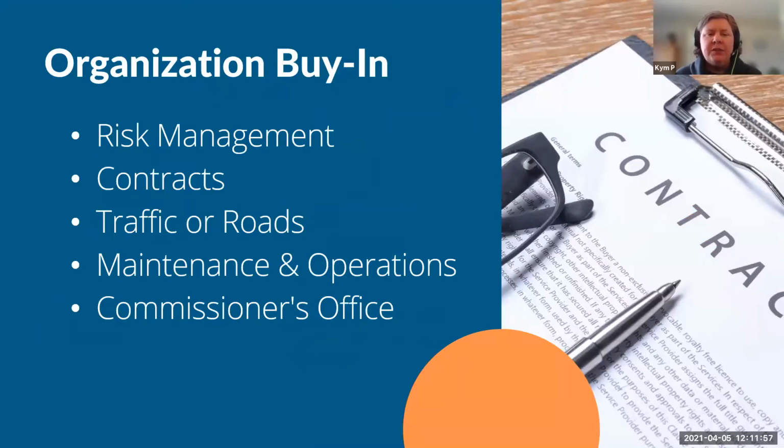So obviously the first place that you're going to want to start with is getting your appropriate approvals from your agency and maybe even any other partnering agencies. So in Kitsap County, this meant conversations with risk management, contracting, traffic, roads, the people who actually maintain the roadways that you're going to be painting, our maintenance and operations crews in the Stormwater Division, and then lastly, our elected officials, which in Kitsap County is our commissioners.